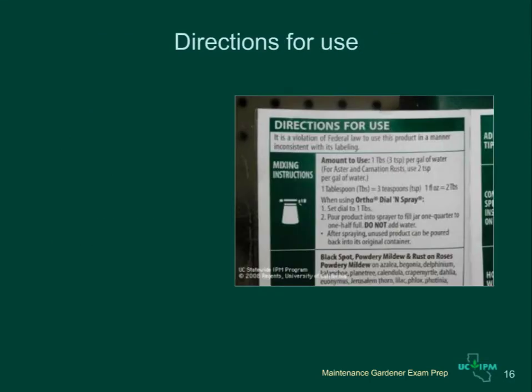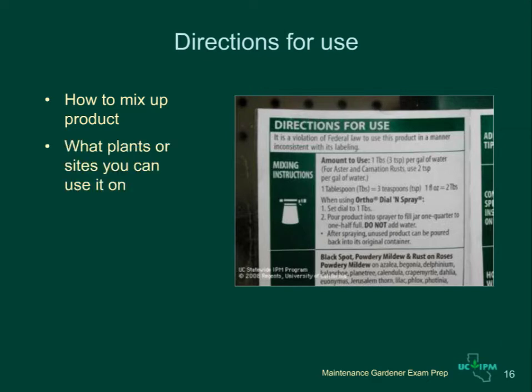The directions for use part of the label tells you how to mix up and apply the product. It is a violation of the law if you don't follow these directions exactly. Always measure the product carefully and use the recommended application equipment and safety equipment. The directions for use part of the label also tells what plants and sites you can use the product on and what pests will be controlled. It may also include special restrictions for use of the product.